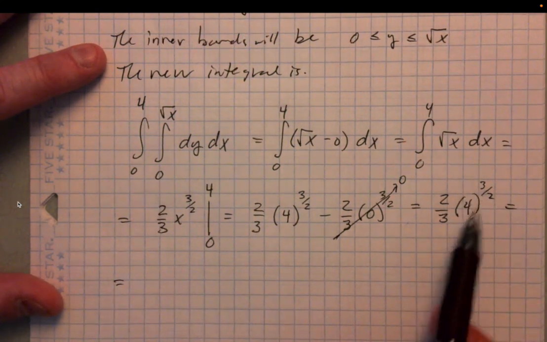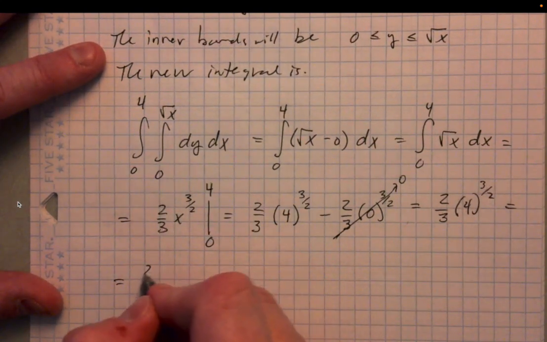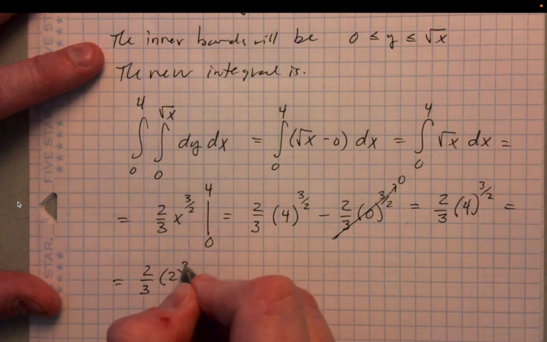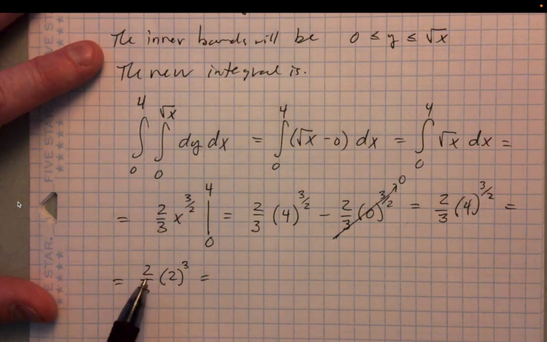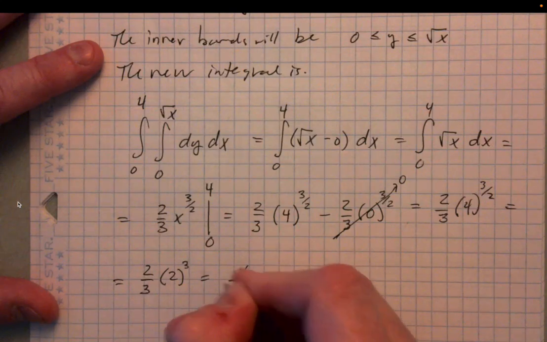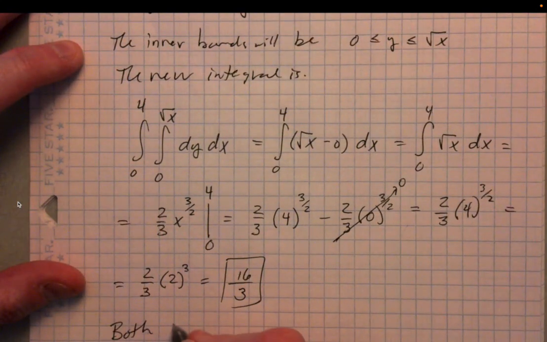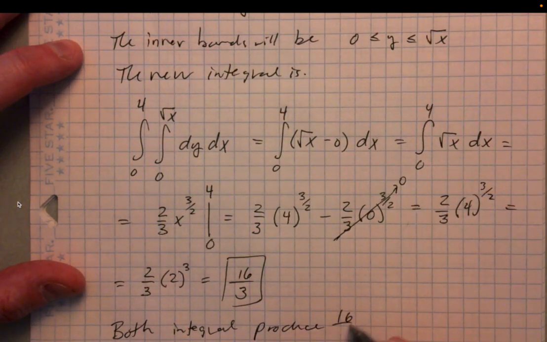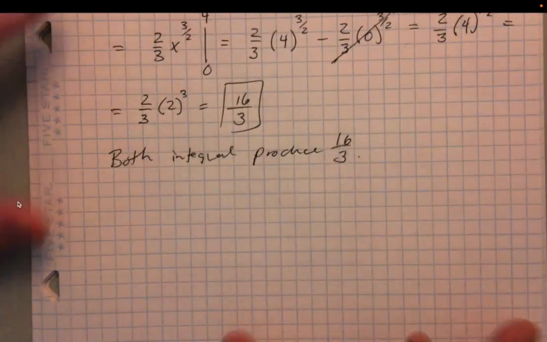There's a couple ways to go about this. I think the best way is to just take the square root first and then cube it. So you get 2/3, and the square root of 4 is 2, so this becomes 2 to the 3rd power. And so you have 2 times 2 is 4, times 2 is 8, times 2 is 16 thirds. And that's, of course, the same answer as we had previously. So both integrals produce 16 thirds.